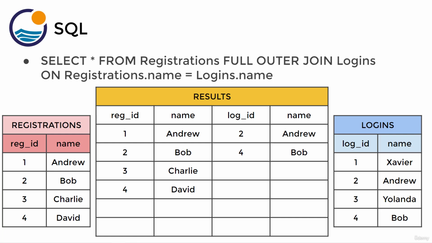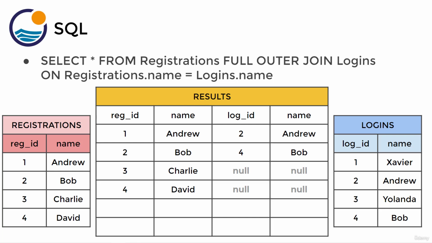Now the issue we arise with is that we didn't have a Charlie or David in logins, but we're still asking for everything. So what SQL ends up automatically doing for us is filling this in with null, essentially clarifying to you that there was no value there present. So there was no Charlie or David in the logins column.